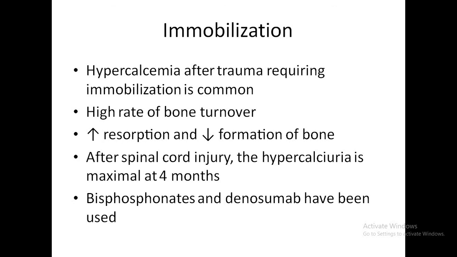Immobilization: hypercalcemia has been found in this condition quite commonly, and it usually happens after trauma or after spinal cord injury. This is because of the high rate of bone turnover, and there is increased resorption and decreased bone formation. After spinal cord injury, hypercalciuria is maximal at 4 months. Bisphosphonates and denosumab have been used in this.